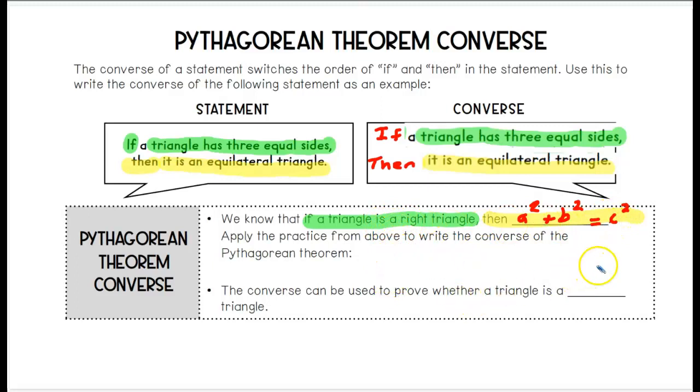So the converse can be used to prove whether the triangle is or is not a right triangle, right? So if you're ever wondering, hey, is this triangle a right triangle or not? You can't tell from the picture on the screen. This is how we do it.